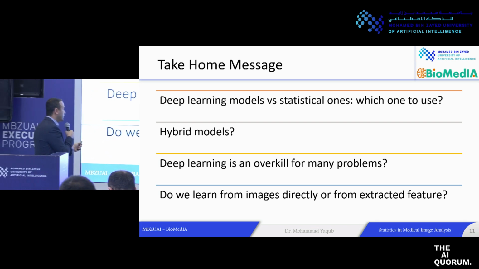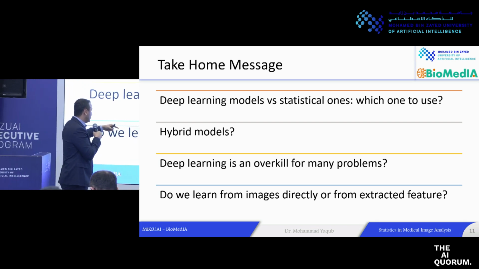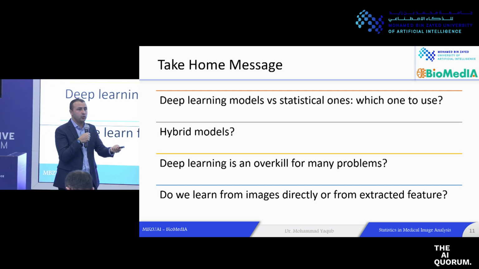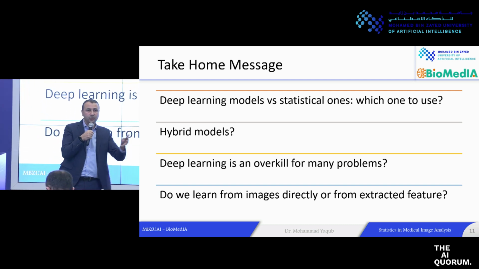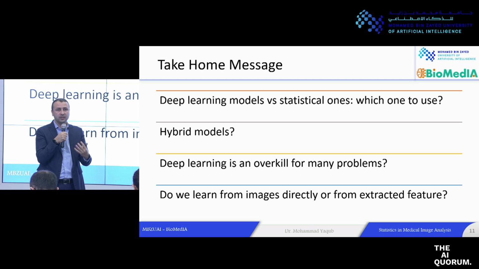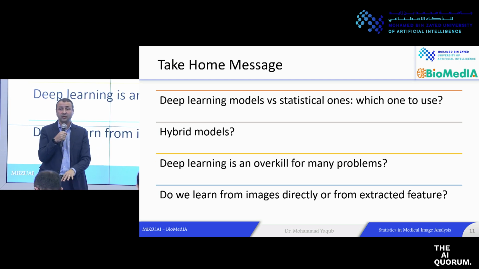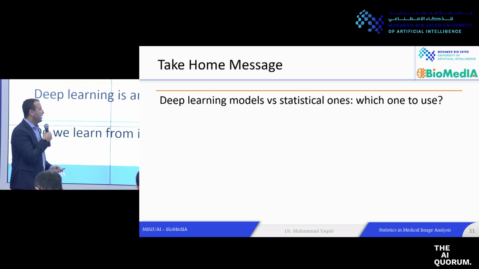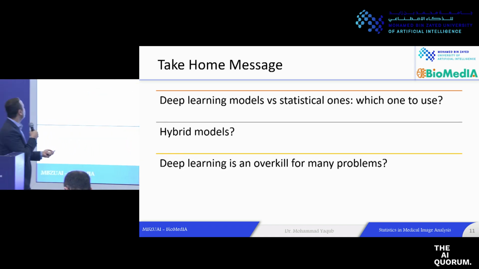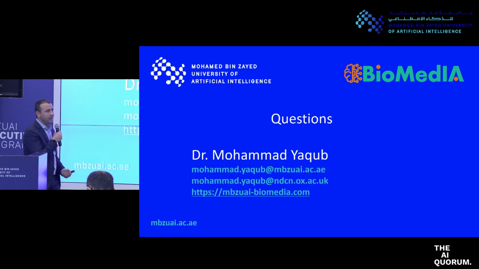The last question is what I just mentioned: do we really need to learn from images directly, feeding them into a CNN or a deep learning model? In my opinion, in some cases yes, in some cases no. So you have to understand your data before you make that decision. And with that, I'll finish. Thank you very much.